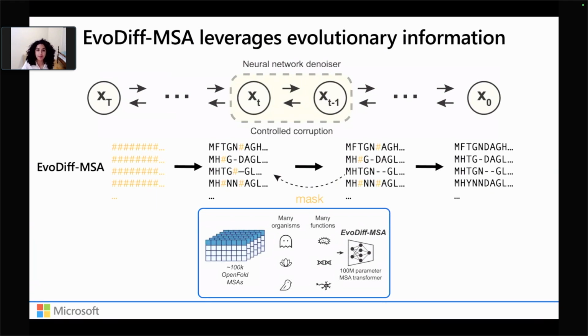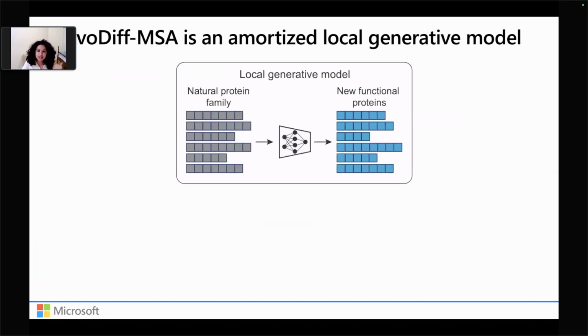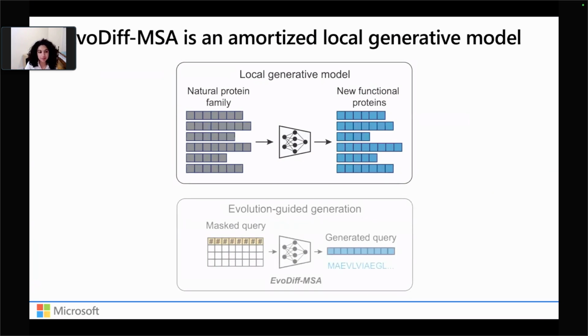And what's very beautiful about this framework is that effectively by performing this training over multiple sequence alignments, we're amortizing the cost of building a local generative model into that conditional information that's specified by this evolutionarily constructed MSA. And so a local generative model would work by taking sequences from a subset of a related protein family and training a bespoke generative model on that family.